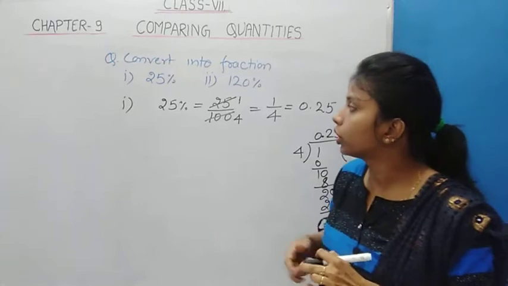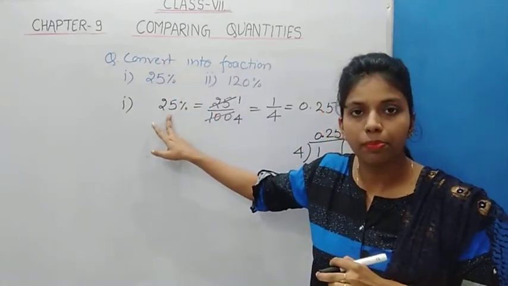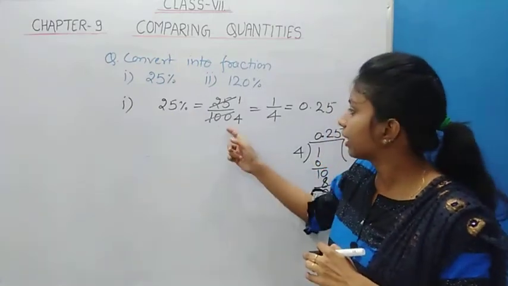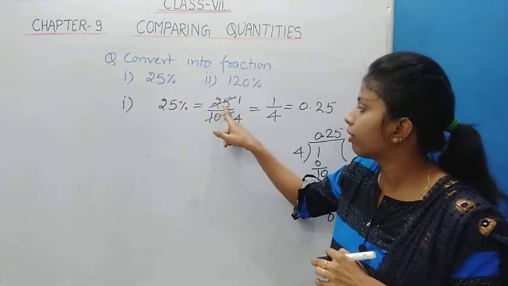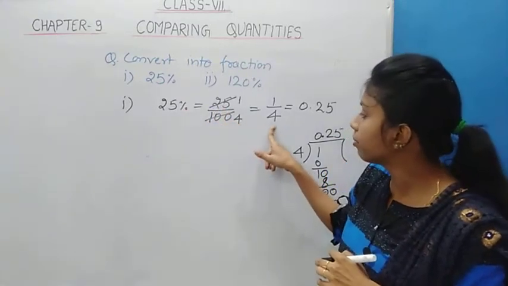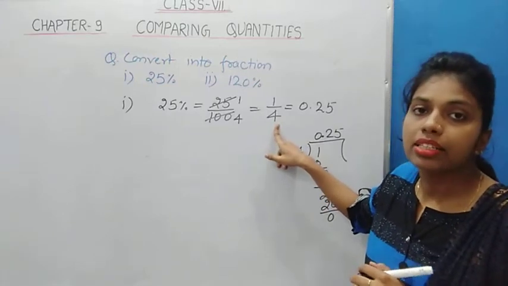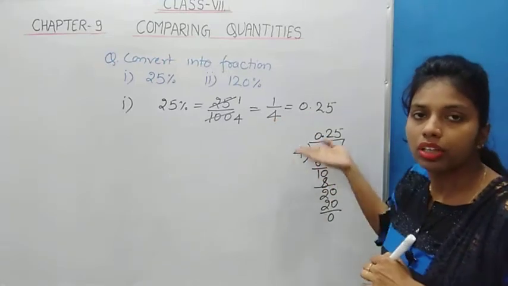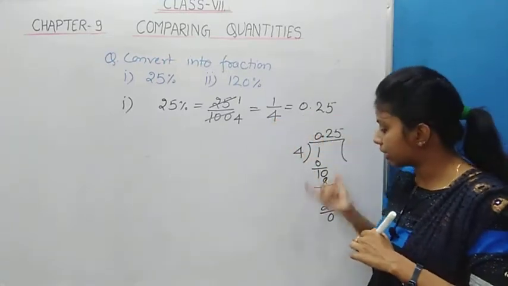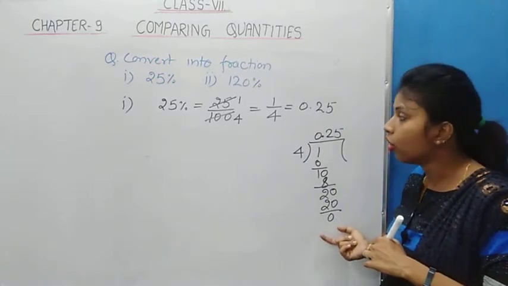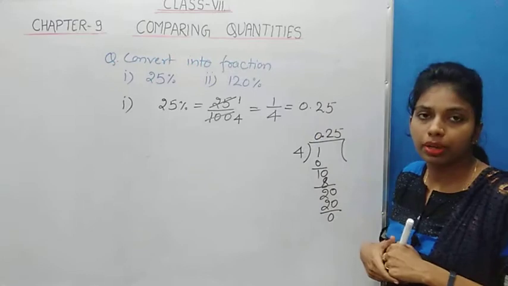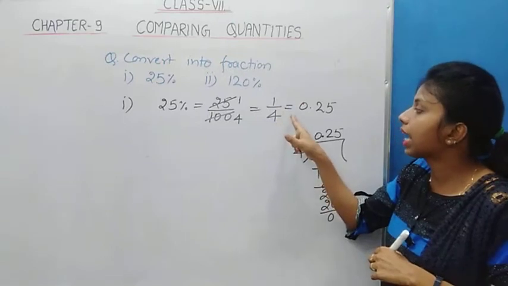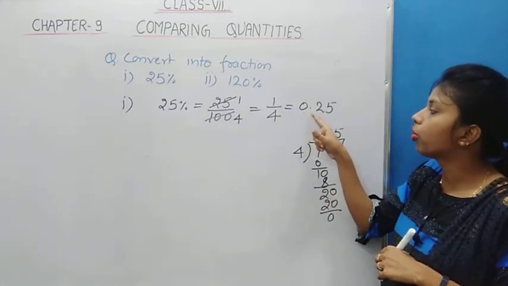So if we have a question like convert into a fraction, of course percentage means we divide the number by 100. Like 25% means 25 out of 100. After that I simplify it and get the fraction. And suppose we have to convert that fraction into decimal form, we already know how to do that by division, like I'm explaining right now. So 25% can be written as the fraction 1 by 4, and in decimal form we can write 0.25.